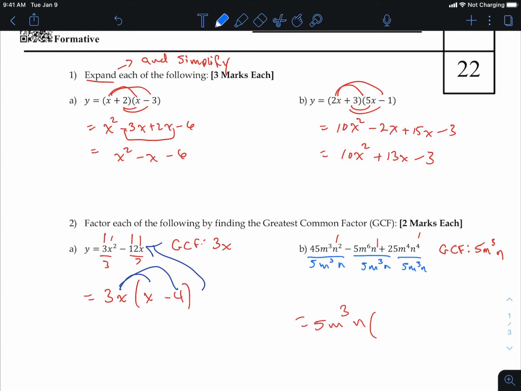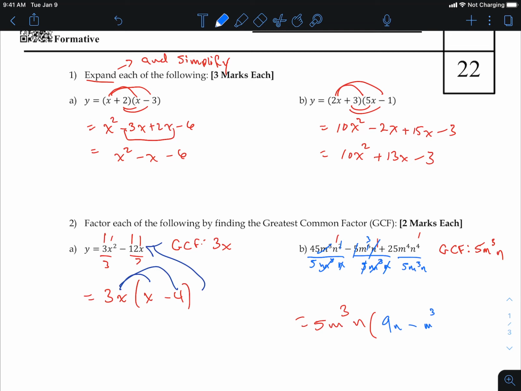Right, that's what goes inside the brackets. So 45 divided by 5 is 9. 3m's cancel with the 3m's in the top. 1n cancels with an n, so 9n. Right? Minus 5 cancels with the 5. 3m's cancel with 3 of the m's up top. That's going to leave you with m cubed. And 1n cancels with an n.